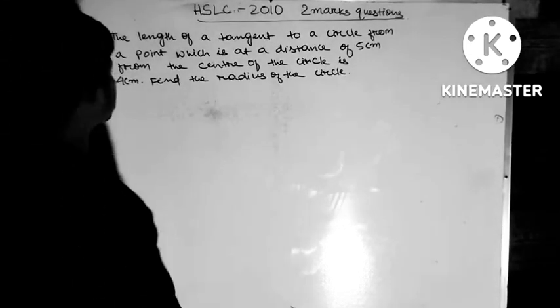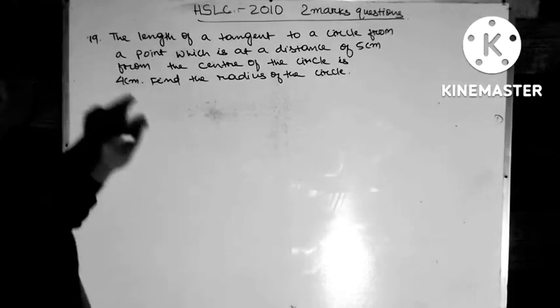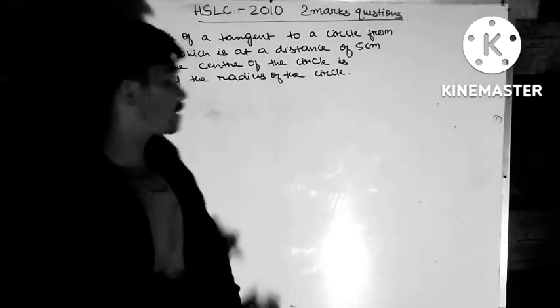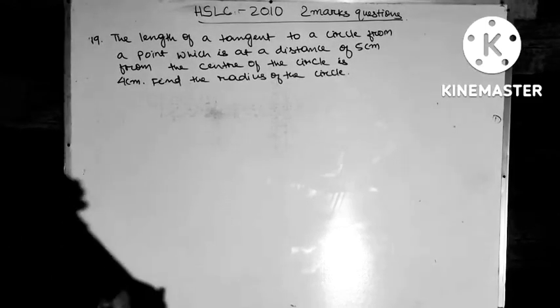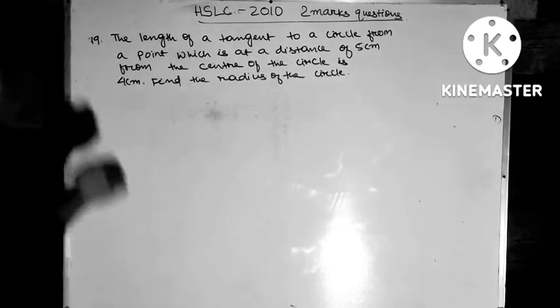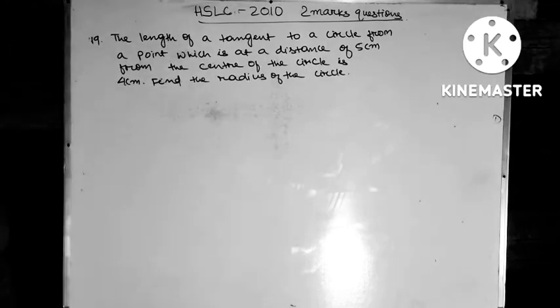Okay guys, this is the last question for 2 marks, and this question is from circles. The length of a tangent to a circle from a point which is at a distance of 5 cm from the center of the circle is 4 cm. Find the radius of the circle.